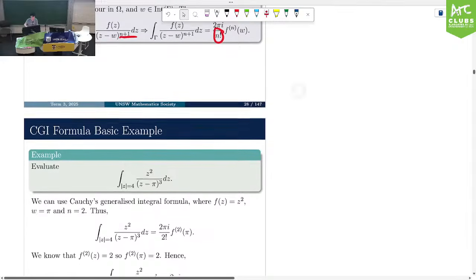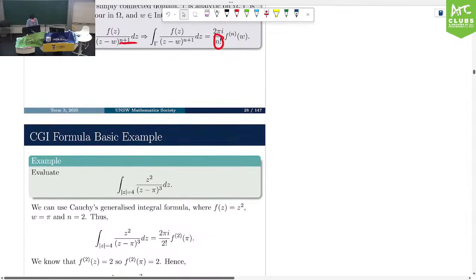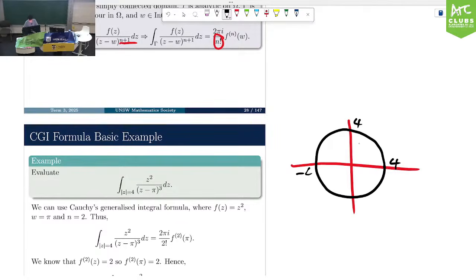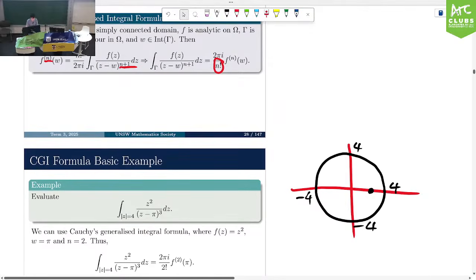Let's look at an example over here. Integral in the contour of modulus of z equals 4, so not the unit circle, let me just draw it in black. It's a circle of radius 4, with points 4 and minus 4. As you can see, the singularity here is at z equals pi, so it's going to be somewhere here, which is inside the contour, so we can apply Cauchy's integral formula. In this case, we look very carefully, right?